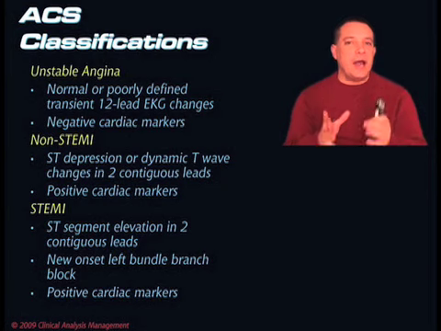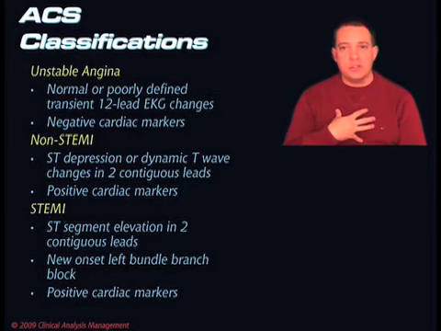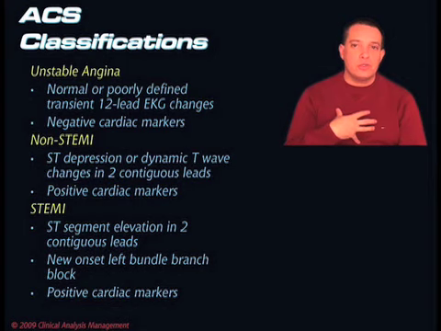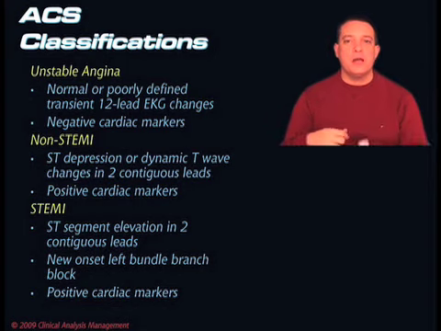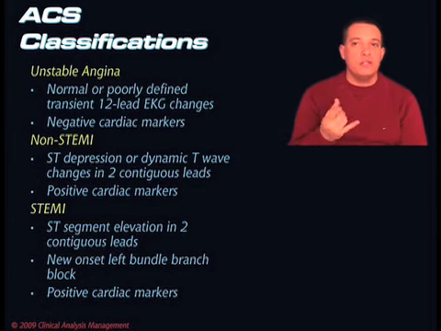So what do we have to make the diagnosis of unstable angina? Well, the first thing we have to have is some reason to think the patient's having an acute coronary syndrome. For instance, they're having sudden onset chest pain, shortness of breath, pain radiating up into their neck or arms, and so on. We all know what acute coronary syndromes look like. Now, when we put the patient on the EKG, what we should see is either poorly defined transient 12-lead changes or no 12-lead changes.